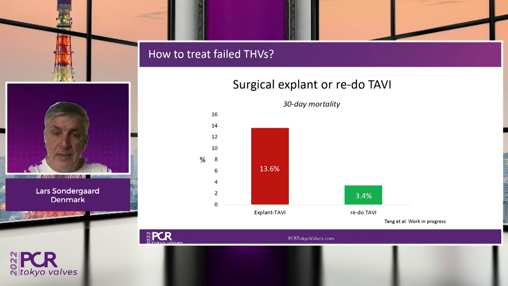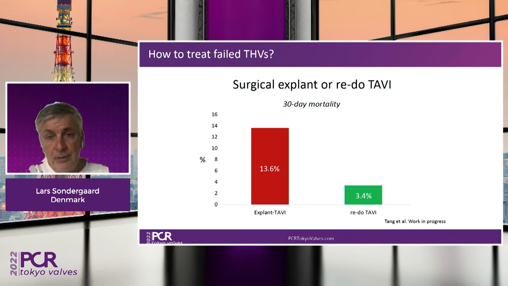So if you look at the data we have from this international registry, surgical explantation of these failed transcatheter heart valves is associated with quite high mortality, 30.6% at 30 days. And this is even if you exclude patients who had explantation due to active endocarditis. So it's certainly not a simple procedure, and often it will involve root replacement because you'll have ingrowth of the tissue into the stent frame if the valve is sitting there for a long time.